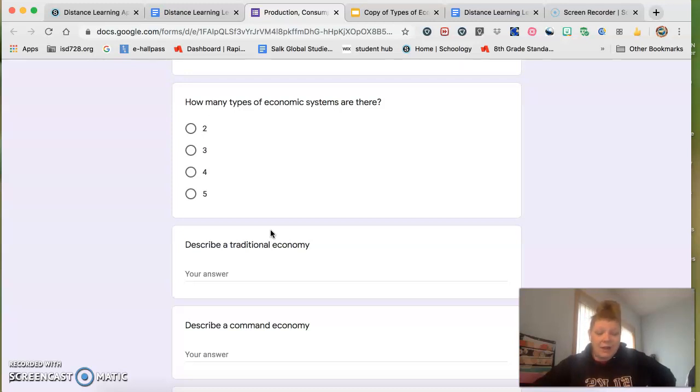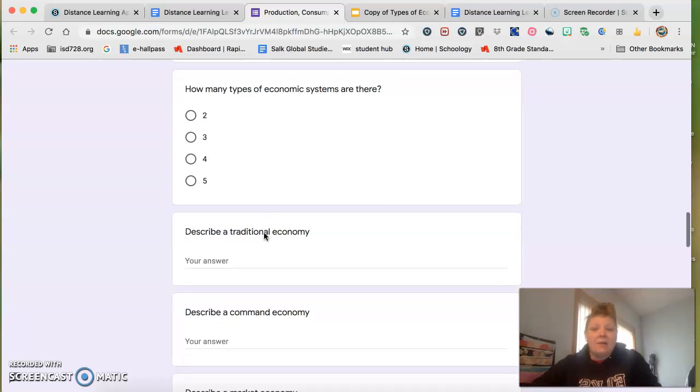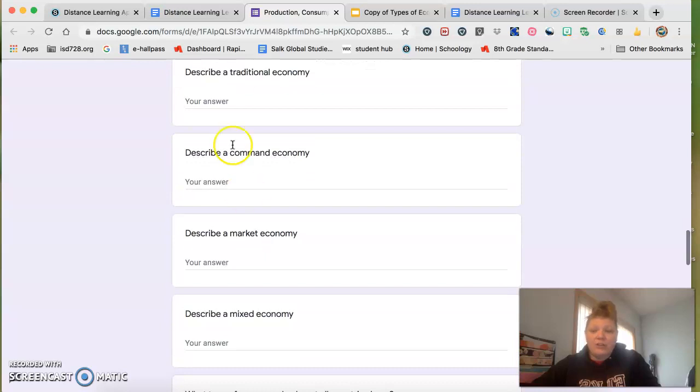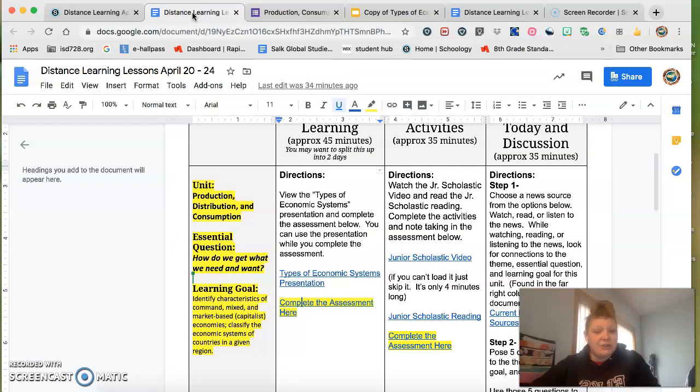Even the most command economy, which would be North Korea, they have an illegal market economy that happens. People behind the backs of Kim Jong-un, they sell things, they trade things, they buy from each other, even though it's supposed to be all government dictated. So look through that slideshow, answer the questions, hit me up with any questions that you have.